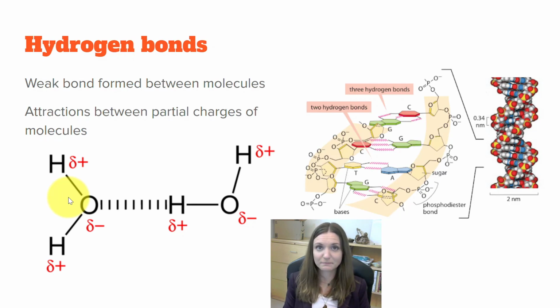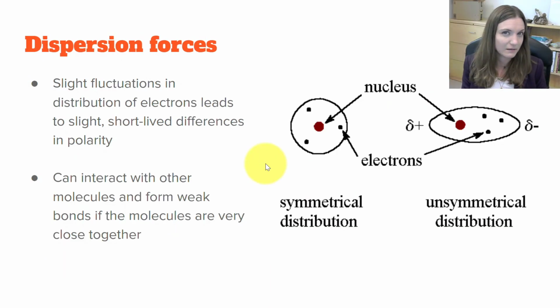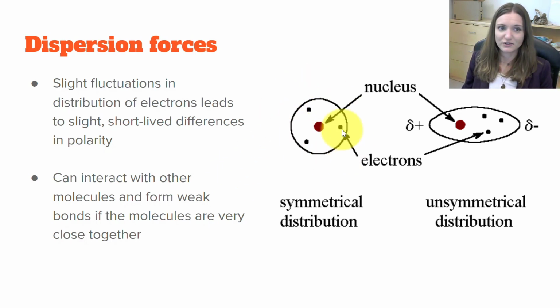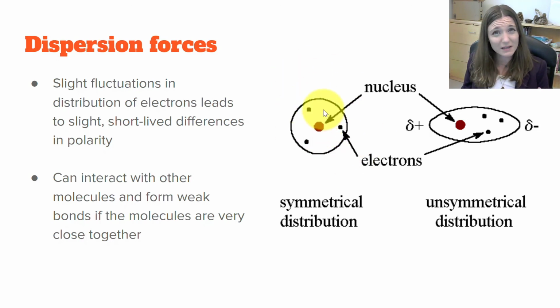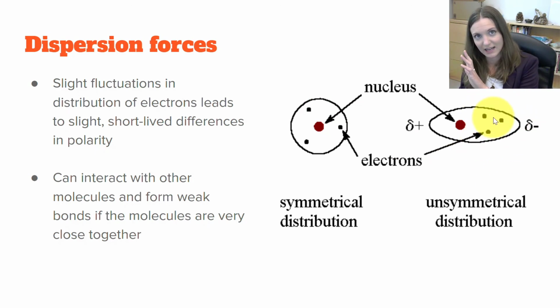The other kind of weak force between atoms or molecules is what we call dispersion forces, and these are caused by slight variations and fluctuations in the distribution of electrons around an atom, and this can lead to very slight, short-lived differences in polarity within the atom itself. So electrons can be equally distributed around the nucleus, or sometimes, just due to random chance, we might have more electrons on one side of the atom than the other.